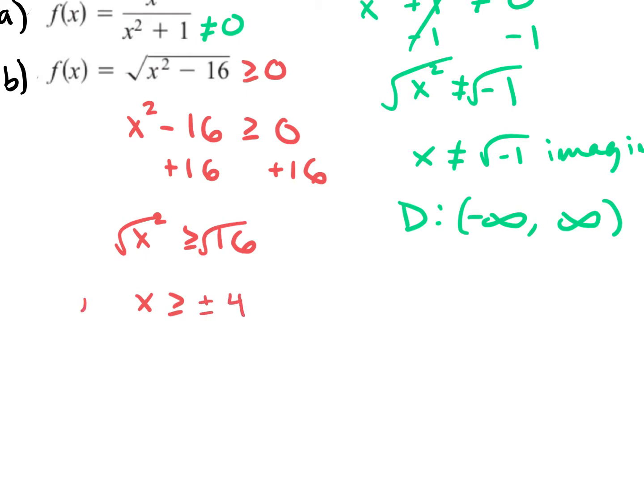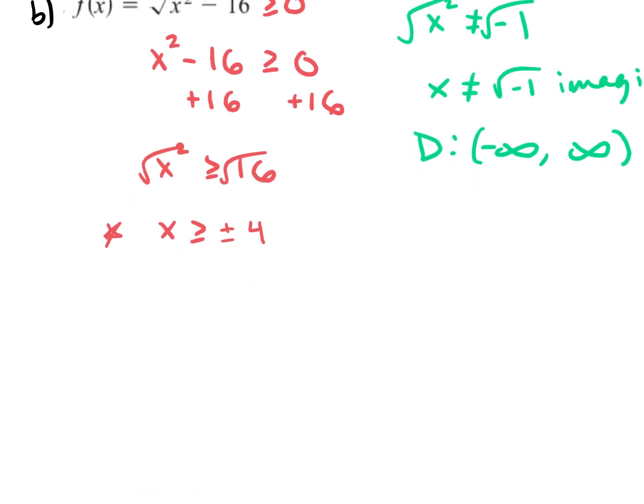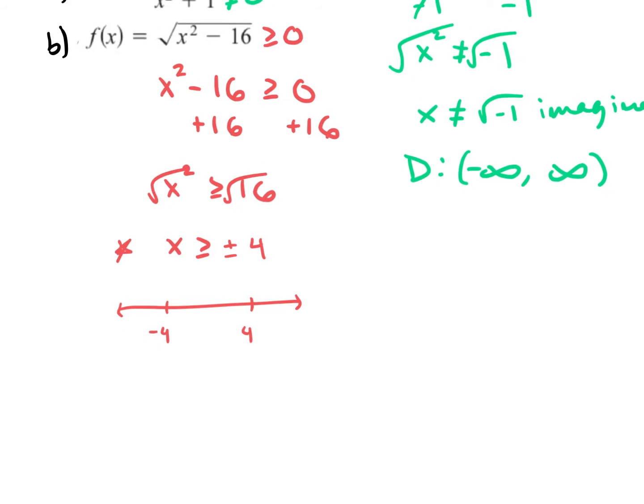So sometimes you could see your domain written like this if it were multiple choice. Sometimes you could see it in interval notation. So how would I write x is greater than or equal to plus or minus 4 as an interval? We want to see if we're including numbers inside negative 4 and positive 4 or outside negative 4 and positive 4. Well, let's check. So a good number to always check would be 0, because 0 is in the middle.